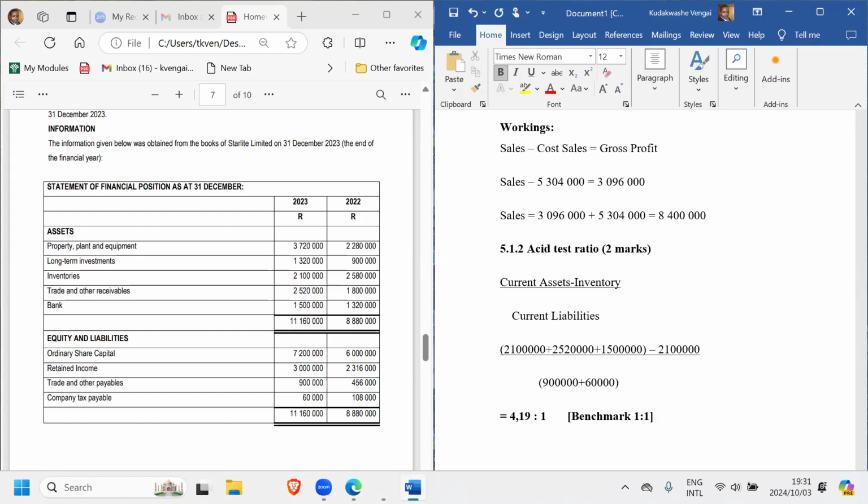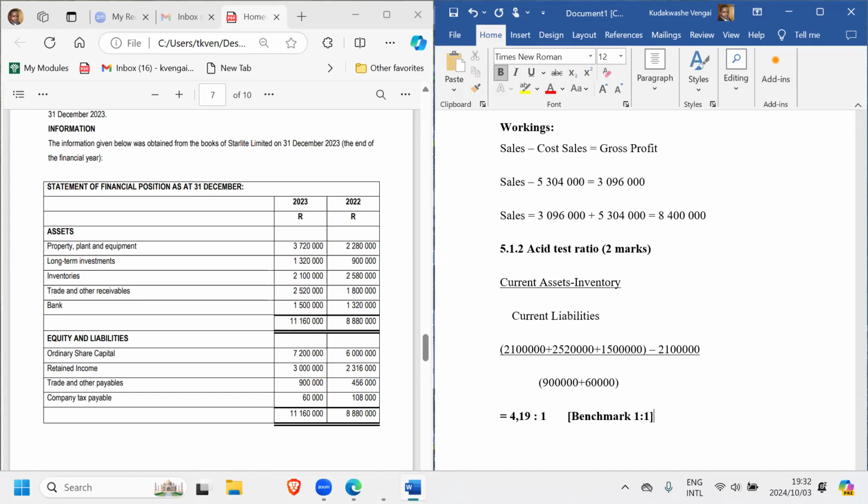So that's your benchmark. However, in some textbooks, they will tell you that this ratio should also not be too high. You don't want this ratio to be 10 or to be 20:1. Because what that means is that you have too much cash lying around at your company, which means you are misusing cash. You are not investing cash into productive things in the business. So some textbooks will say it should not be too high. But generally, as long as it's greater than 1:1, you are good to go at your company. If it's below 1:1, you have a problem.